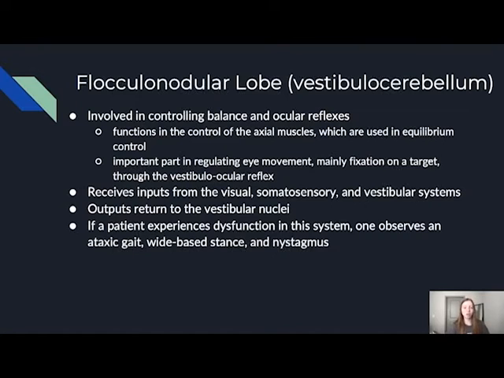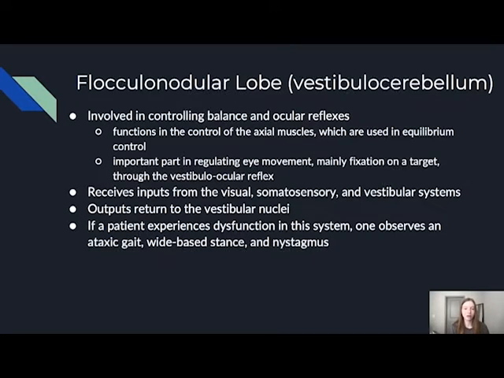So the flocculonodular lobe is also known as the vestibulocerebellum, and like the name suggests, it's involved in controlling balance as well as the ocular reflexes. So this area functions in the control of the axial muscles, which are used in that balance and equilibrium control. And it's also an important part in regulating eye movement, particularly fixation on a target through the vestibulo-ocular reflex.